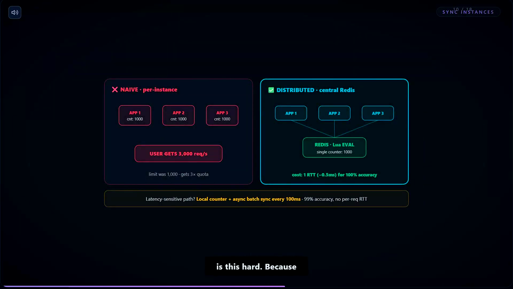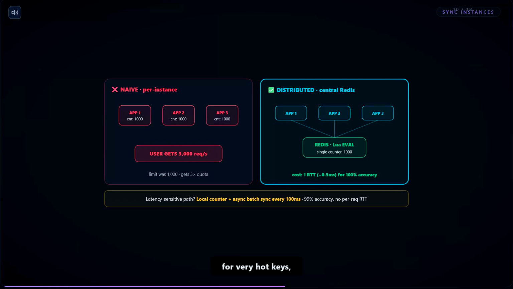Synchronization across instances. Why is this hard? Because in a distributed system, the same user can hit different app servers within milliseconds. If each server keeps a local count, the user gets n times their real limit. 3 ways to fix it. 1. Centralize the count in Redis with atomic operations. INCR is atomic by design. Expire makes the window self-cleaning. This is the default.